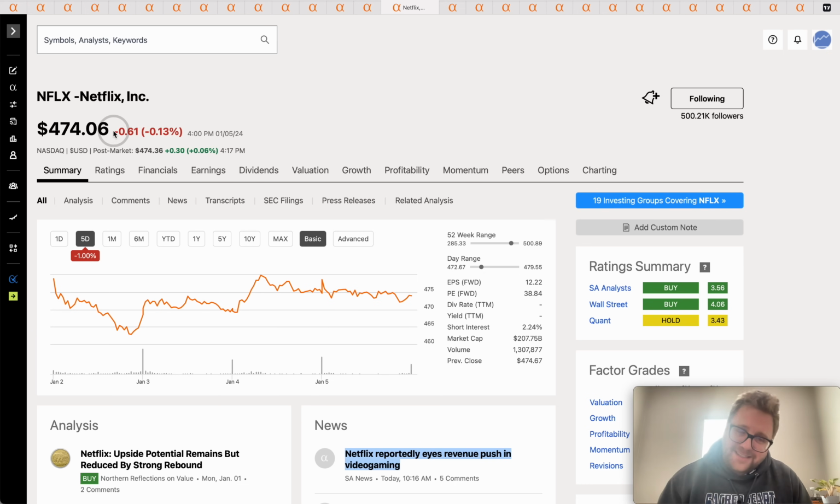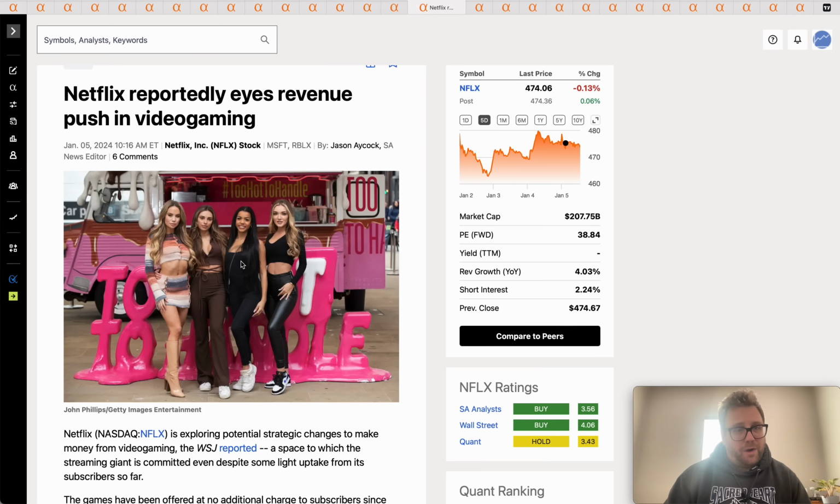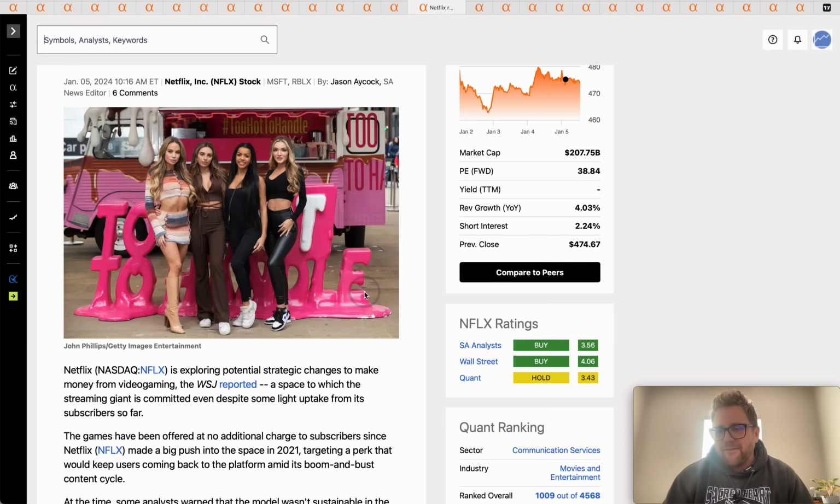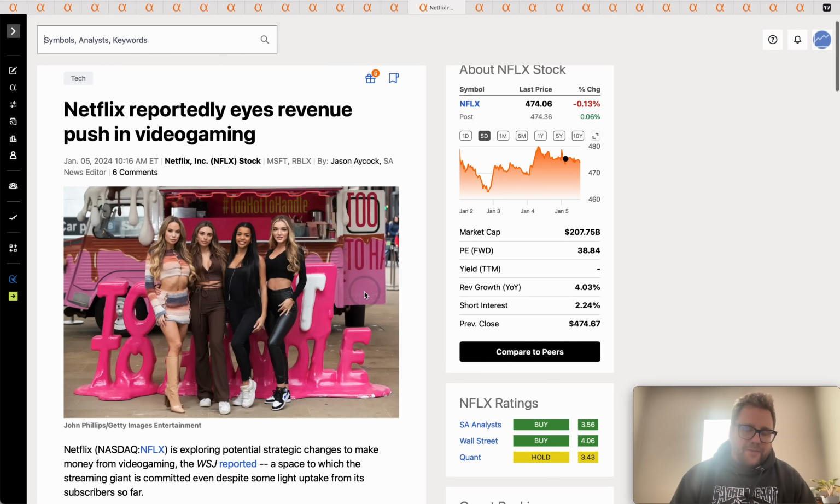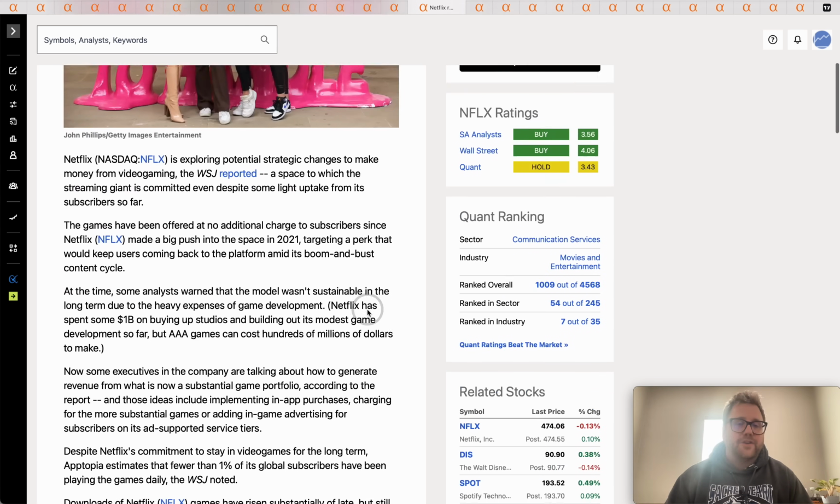Moving on to Netflix, start of the week at $478.87. This stock down about 1%, finished the week, we'll call that $474 per share. Who are these young ladies? Well, reportedly, they're eyeing a revenue push in video gaming. If you've been on Netflix recently, you'll see there's Grand Theft Auto games. There are also some other developed games around. I'm assuming this is some kind of show on Netflix, and they're developing these video games.